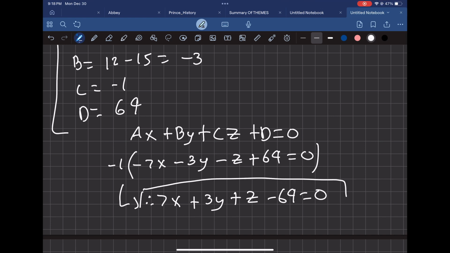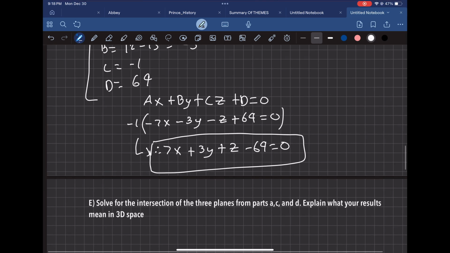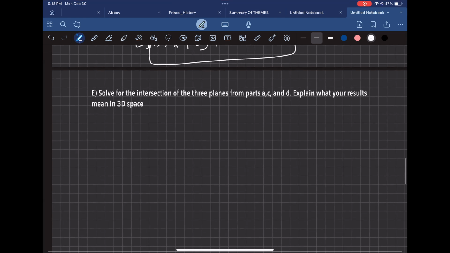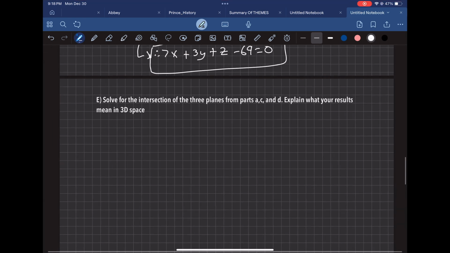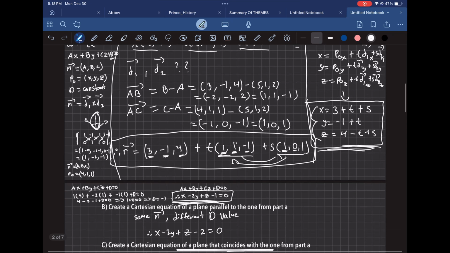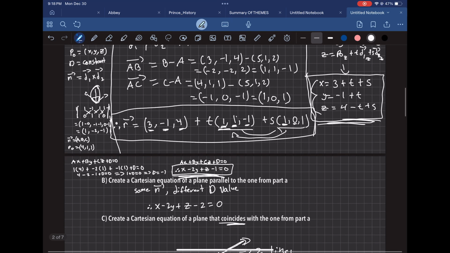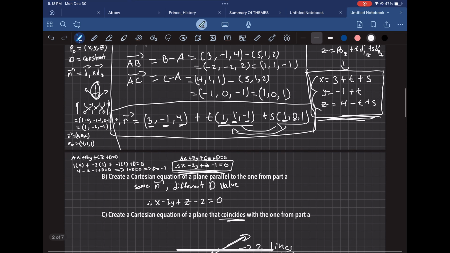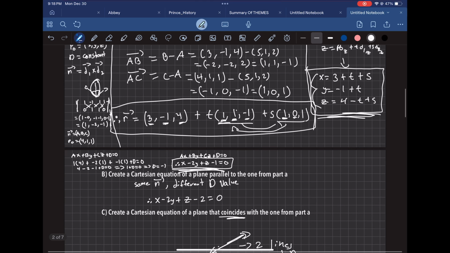So that is the answer. Now solve for the intersection of the three planes from part A, C, and D. So part A, the Cartesian equation was x minus 2y plus z minus 1 equals 0.